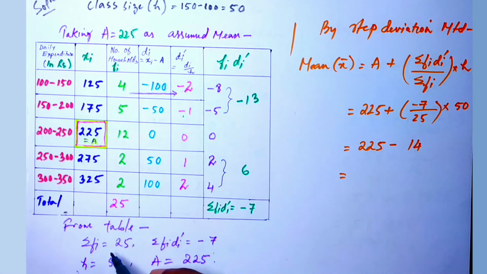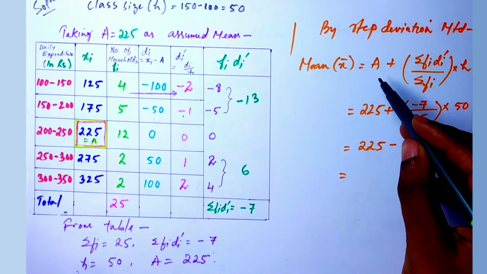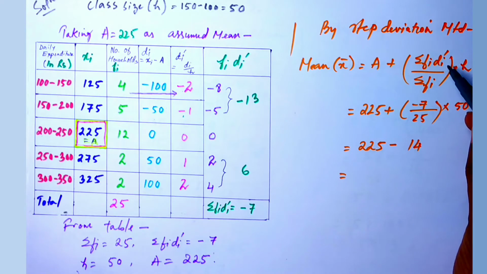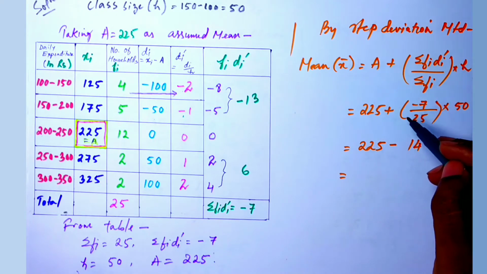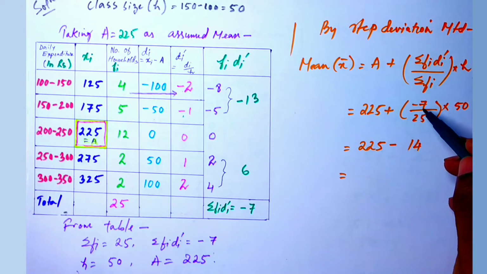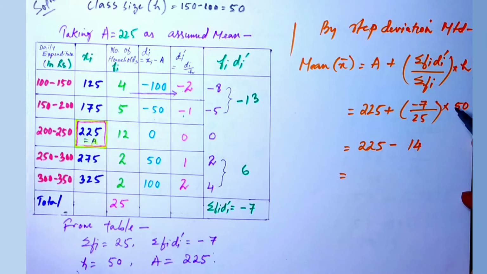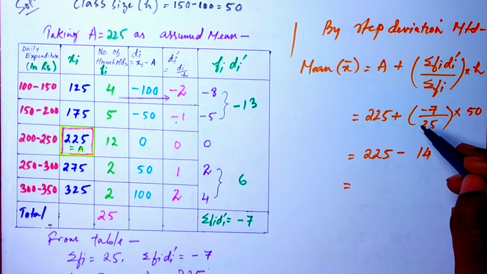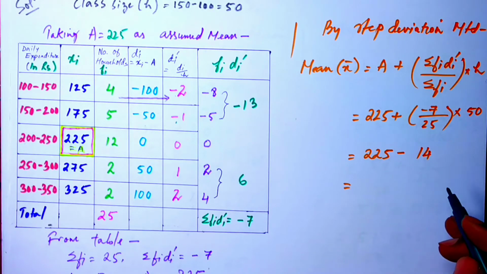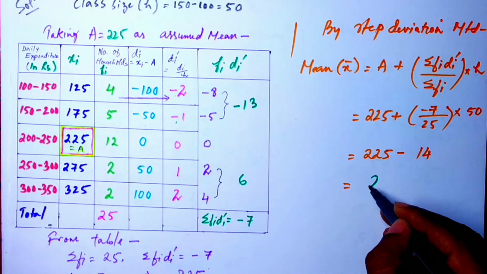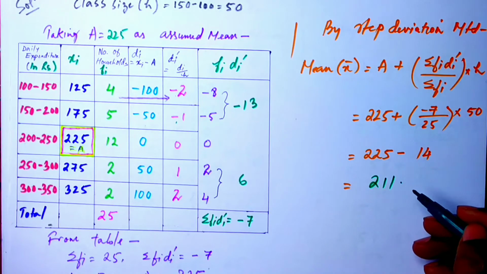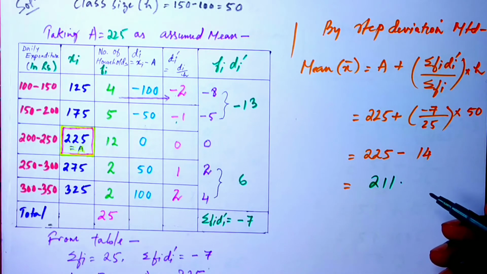From the table we have summation fi is 25, summation fi di dash is minus 7, h is 50, a is 225. By the step deviation method we have mean equal to a plus summation fi di dash by summation fi into h. Put the values: 225 minus 7 by 25, 25 2s are 50, and 2 7s are 14. Plus into minus is minus, and after subtracting, we get 211. Therefore the mean daily expenditure on food is rupees 211.